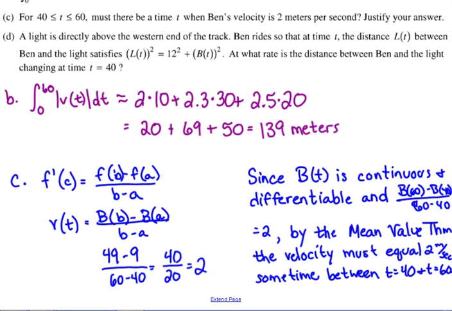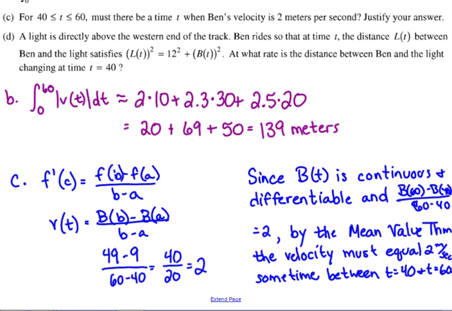All right, last part there. This one's a little different. I haven't seen a whole lot of questions like this, but it is a part, so let's go over it. A light is directly above the western end of the track. Ben rides so that at time t, the distance L of t between Ben and the light satisfies that kind of weird looking function there. At what rate is the distance between Ben and the light changing at time equals 40?